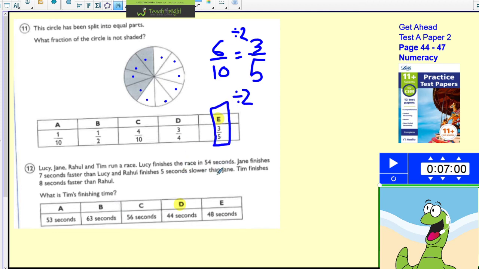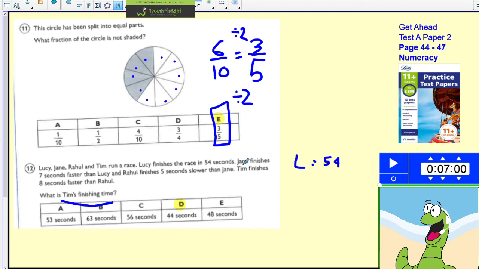Number 12. Lucy, Jane, Rahul, and Tim run a race. Lucy finishes in 54 seconds. Jane finishes 7 seconds faster. Okay, so we want to know what Tim's time is. So let's start with Lucy. Let's do an L for Lucy. 54 seconds.